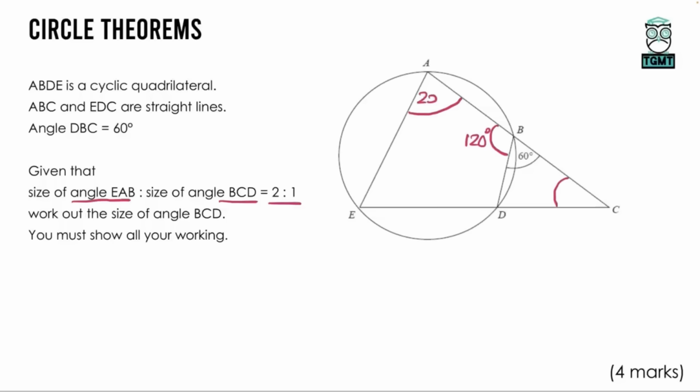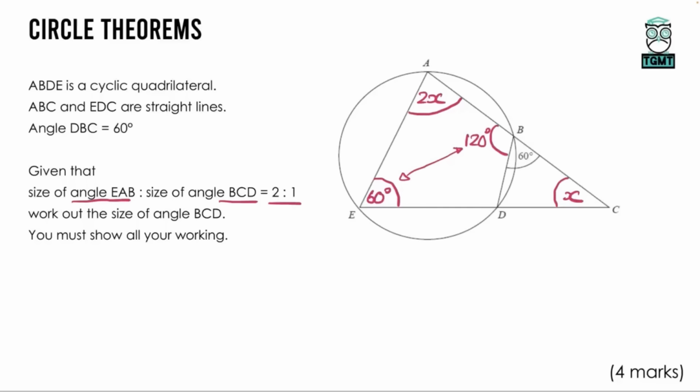I'm going to label it as algebra. I'm going to call it 2x and 1x, just so I remember I've dealt with that. Now let's see if there are any other angles that we can find. So straight away, opposite this 120, opposite angles in a cyclic quadrilateral add up to 180, so that would be 60 degrees. Now I've got to figure out where to go from here.